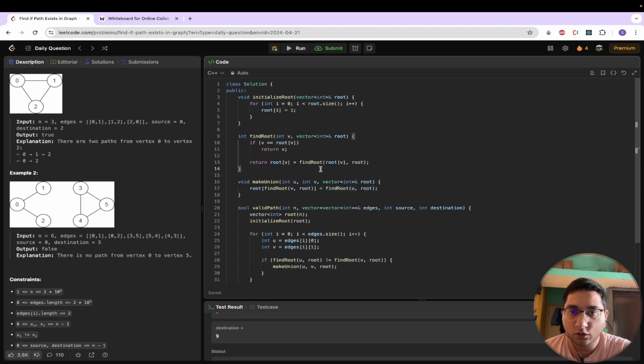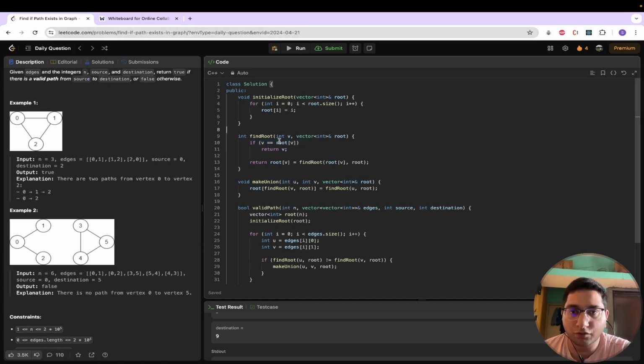So how this find root works is, it will check if the root of v is equal to the vertex itself. Which means the root of 0 will be pointing to 0 only. So this is our base condition. In that case we will return 0, otherwise we will try to find the root of that particular element.